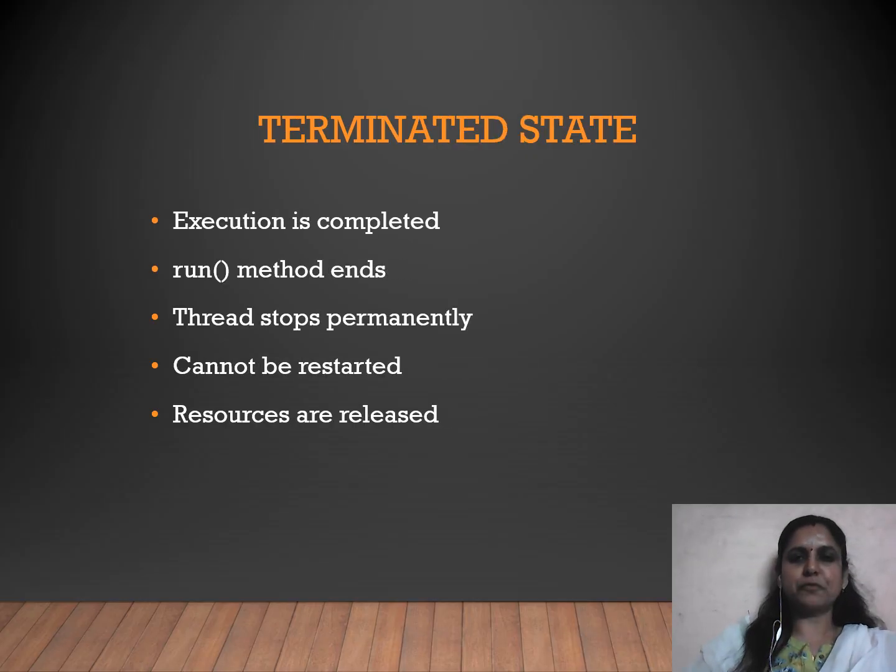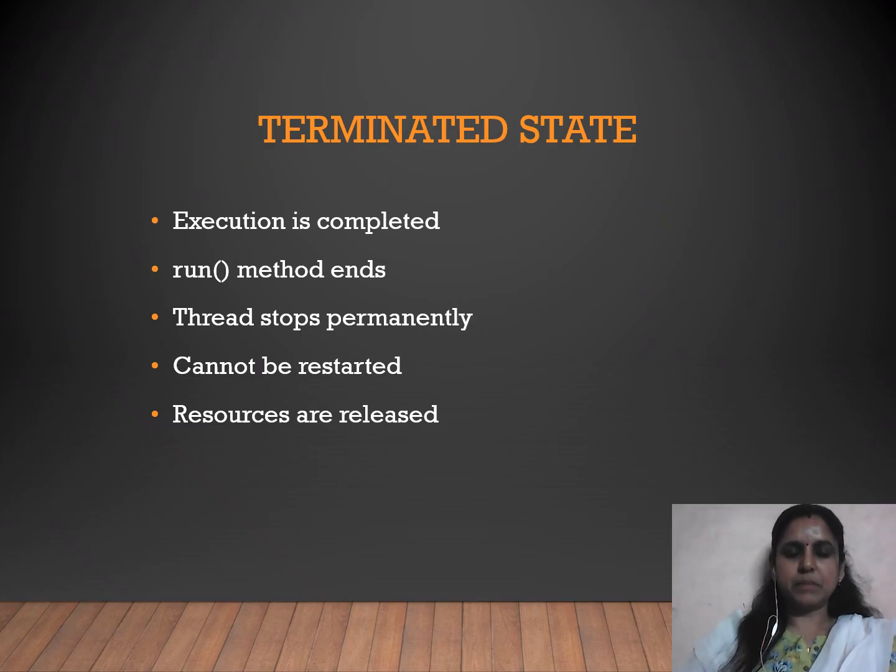The final state of a thread is the terminated state. Here the execution is completely finished, the run method ends and the thread stops permanently. It cannot be restarted. The resources allocated for the states are completely released. Thread state for a terminated thread. The thread has completed the execution. The final code for the terminated state is public static final Thread.State TERMINATED.